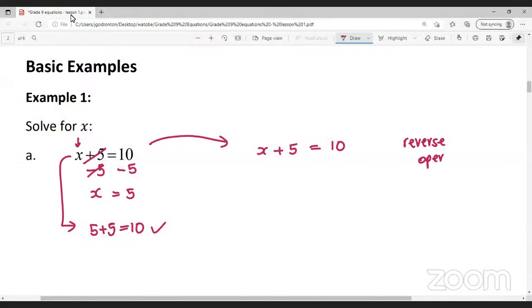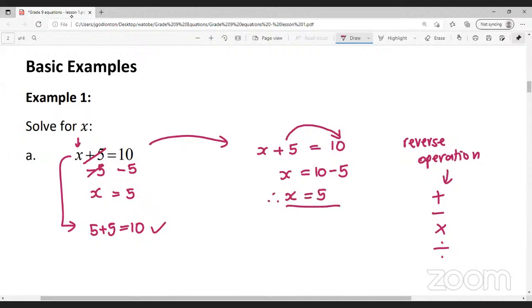Operation is just a fancy word for saying plus, minus, times, or divide. So here, if this 5 is moving over, if at the moment it's being plussed, when it moves over, we are going to minus. So it's always going to be the reverse operation of what we're doing. And these 3 little dots just mean therefore. It's just a fancy way of doing it.